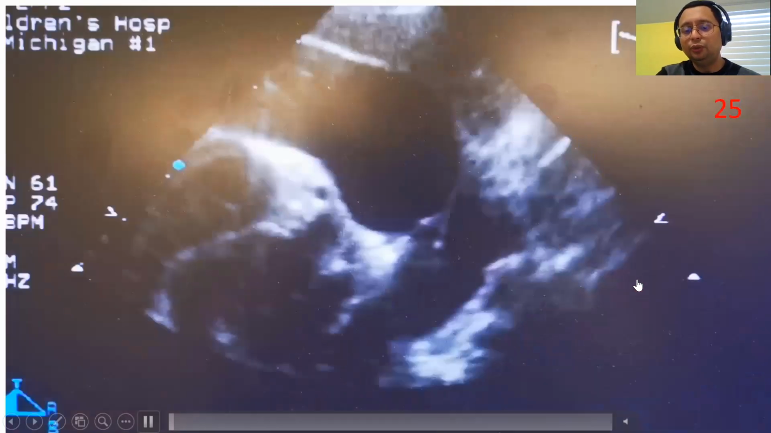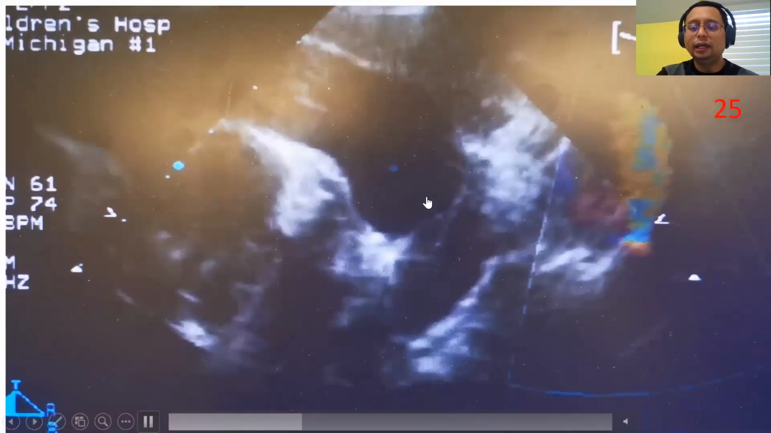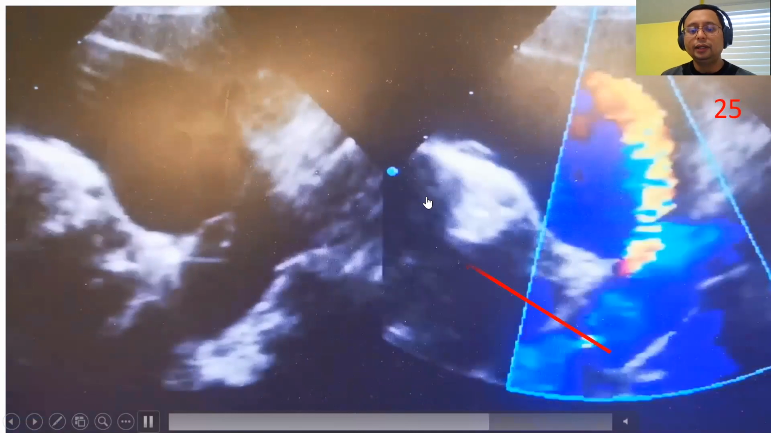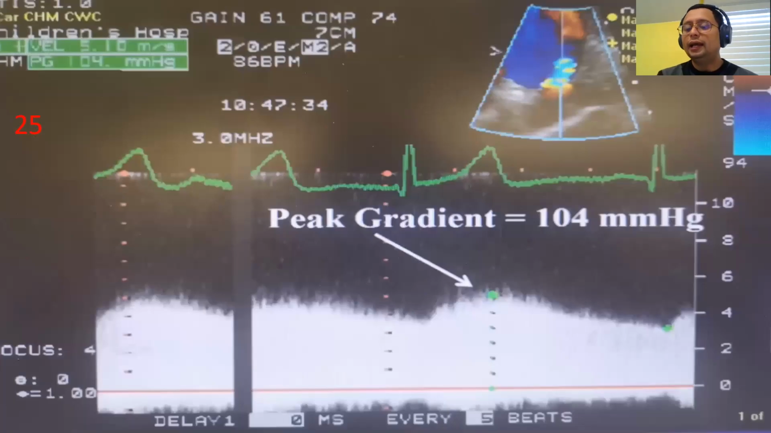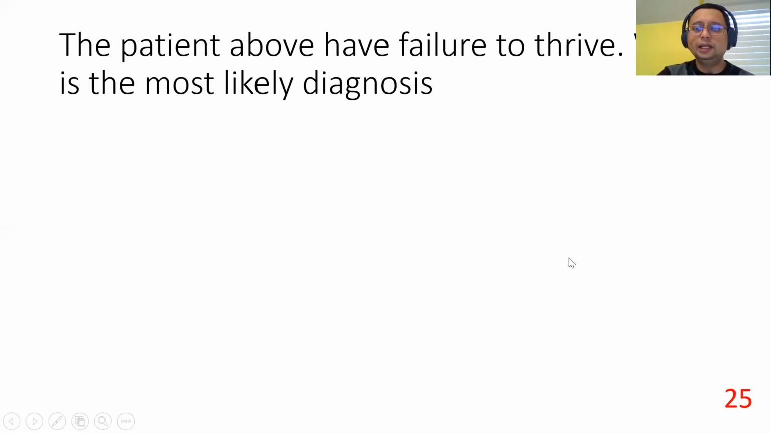You have a connection between the descending aorta and the pulmonary artery. All right, and this is a Doppler that you have to always remember. This is a favorite question in the echo boards. Whenever you see a Doppler like this in the descending aorta, this is a patent ductus arteriosus, when you put the sample at the connection of the descending aorta to the pulmonary artery.